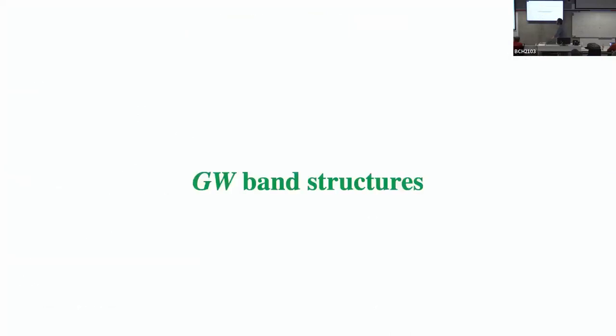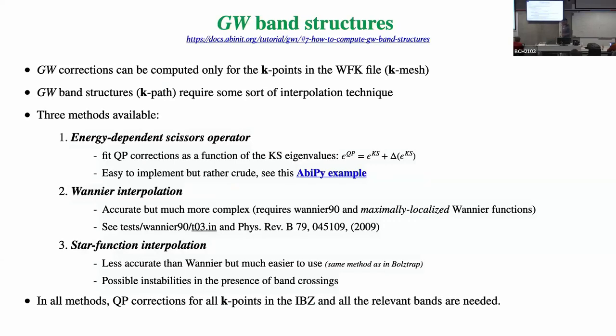Okay, last two slides, related to the GW band structure. First of all, once you have the density, you can perform a band structure calculation along an arbitrary path. In GW, or even in hybrids, this is not possible. You cannot obtain quasi-particle energies at arbitrary k-points. You can only compute corrections for the k-points that are included in the wave function file that you use to construct the Green's function.